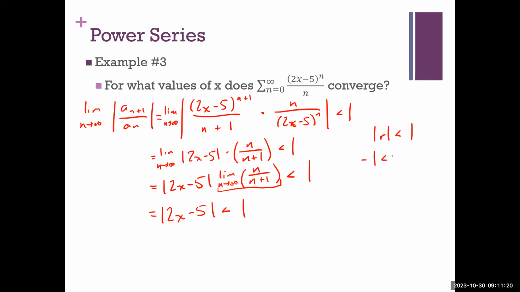Right. I'm not sure if maybe you've never thought about absolute value this way, but when you're talking about real numbers, the absolute value of a real number tells you how far away it is from 0. So if I want the absolute value of r to be less than 1, then I just need it to be within 1 unit of 0. So we're going to extend that idea to what we have now. I need 2x minus 5, whatever that comes out to be, to be less than 1 unit from 0. So I'm going to repackage this as -1 is less than 2x minus 5, which is less than 1.